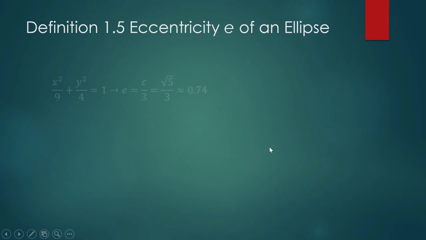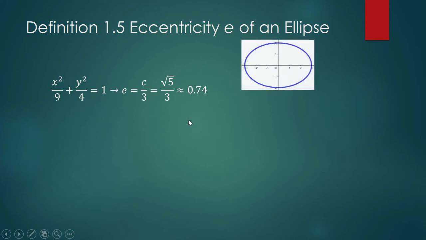Let us show that. I have here one equation of an ellipse. Let us compute for E. E is C over A. A squared, A is 3. C is the square root of A squared minus B squared. The value of your E, or eccentricity, is 0.74.